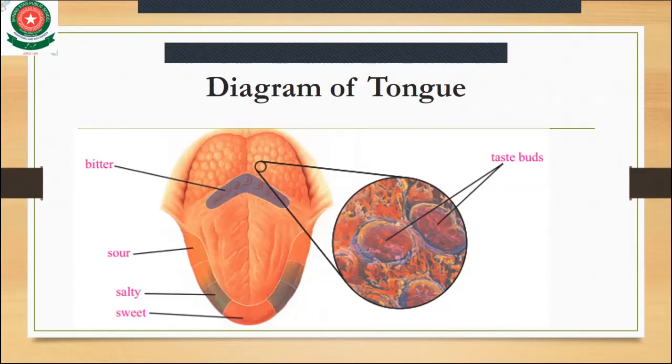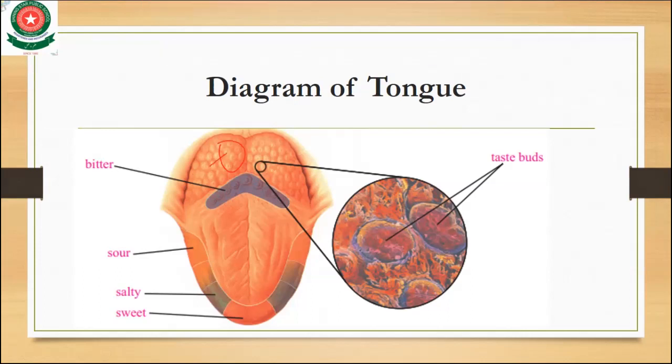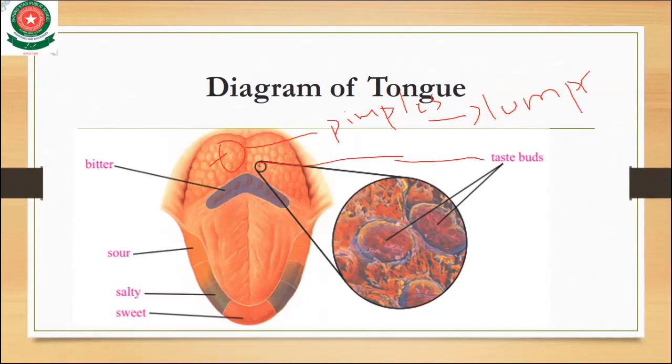See, these are your pimples. Class, these are your pimples, or you can say these are the lumps. In biology, we say these are the lumps. And between these lumps, see this diagram, right here, there are the taste buds. It can be seen like this. These are the taste buds.